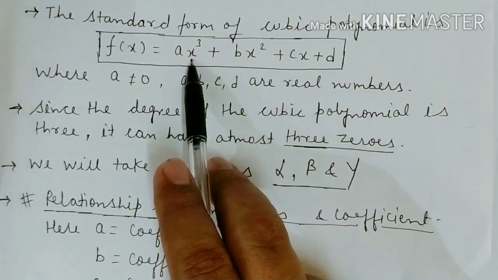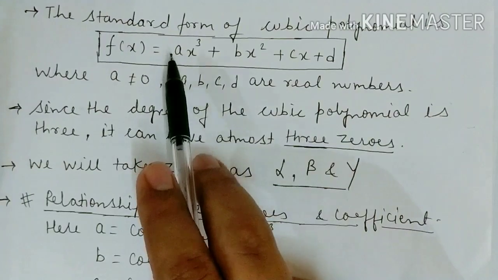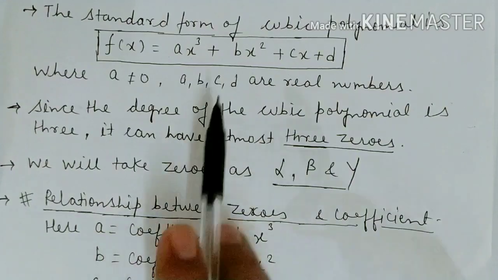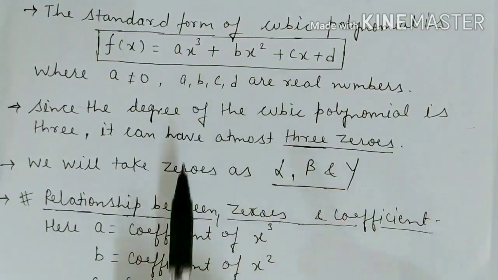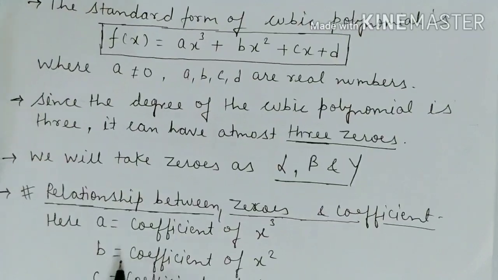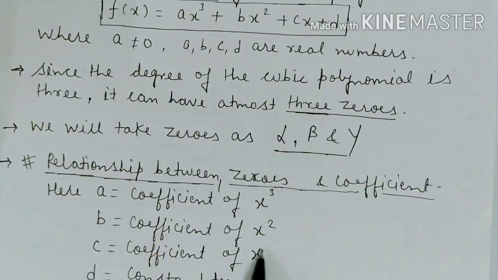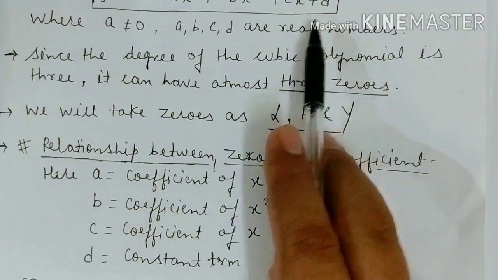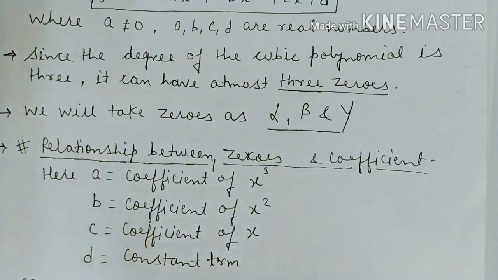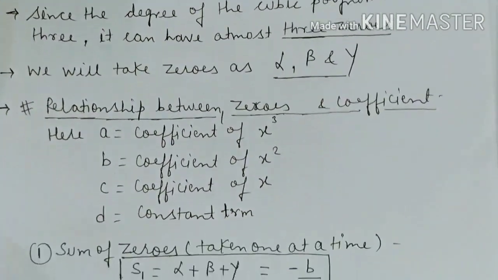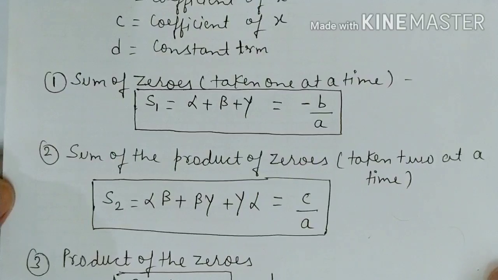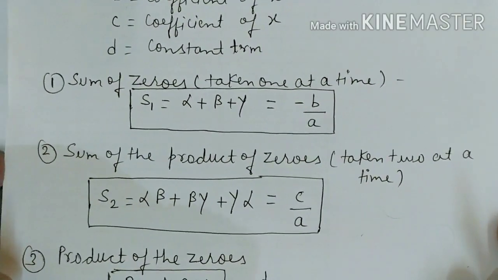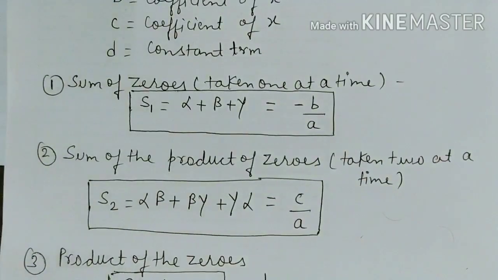Here you can see the coefficient of x cube is a, that I am writing here. Coefficient of x cube is a. In the same way, the coefficient of x square is b. Clear? In the same way, I am writing the coefficient of x is c, and d is the constant. Clear? Now you have to learn 3 formulas here. In the quadratic equation we had 2 formulas, but here you have 3 formulas. Very simple.